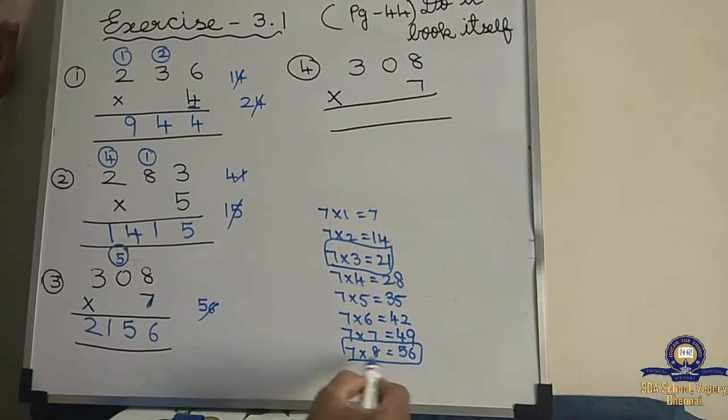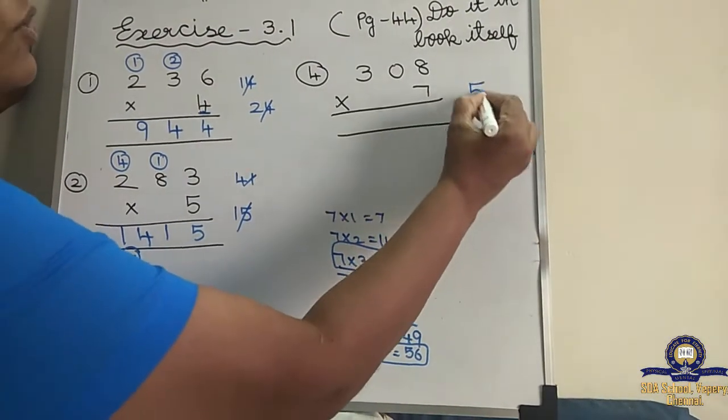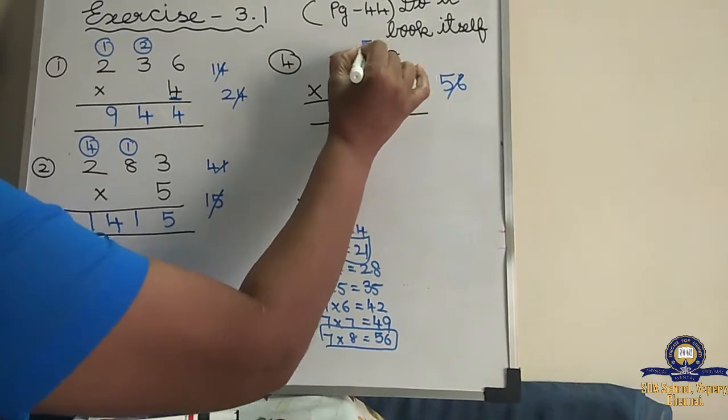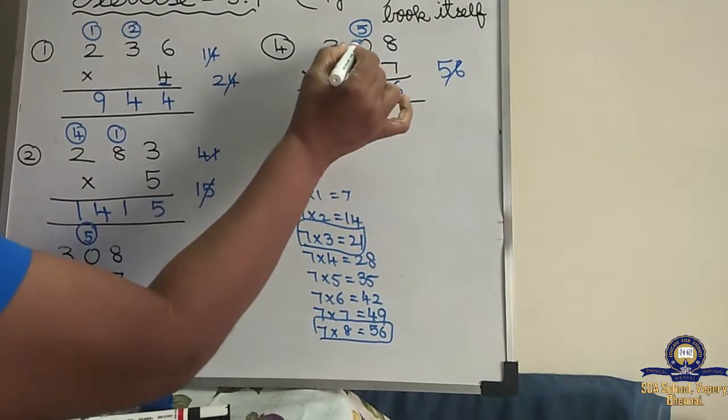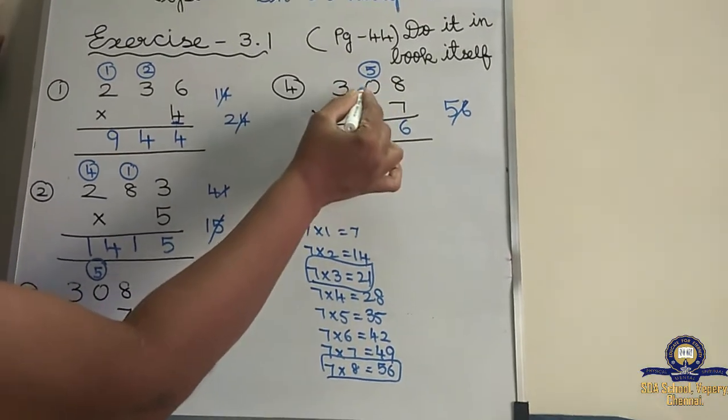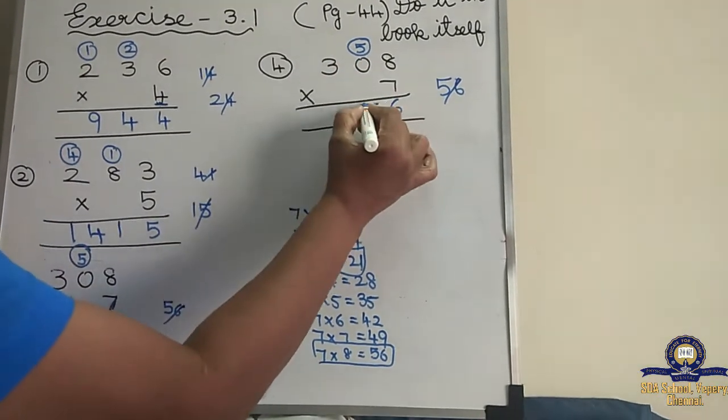And coming to the fourth sum, the same 7 tables. Understood? Again 7 8s are how much? 56. So what you have to write? 6 here and you have to bring it above here. 7 zeros are, see, the same sum I have written I think. Okay, let it be. I'll write another sum.